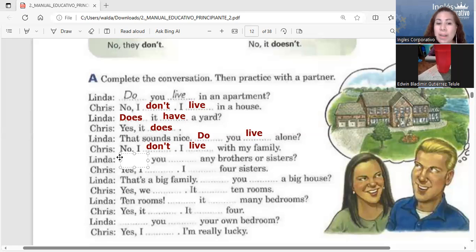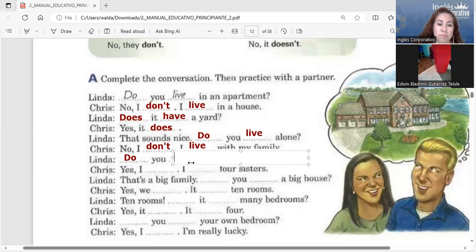Remember, if you're making a question, we have to start with. ¿Con qué empezamos? Do or does. Do. Very good. So, do or does. Do you, right? Do you what? Do you has? Remember, it's you. It's second person singular. Do you have? Good. Do you have?